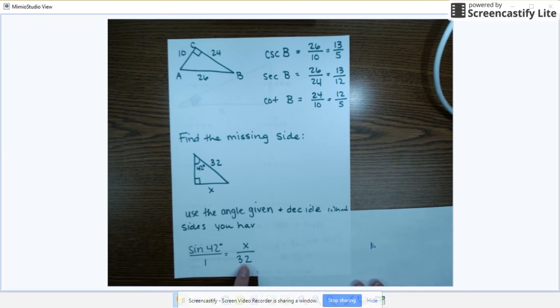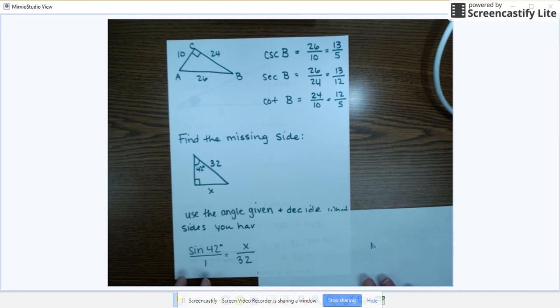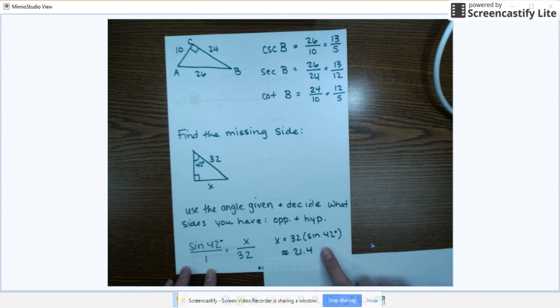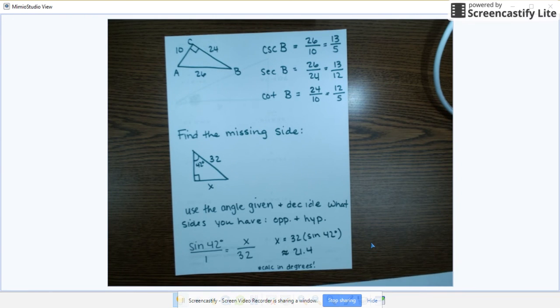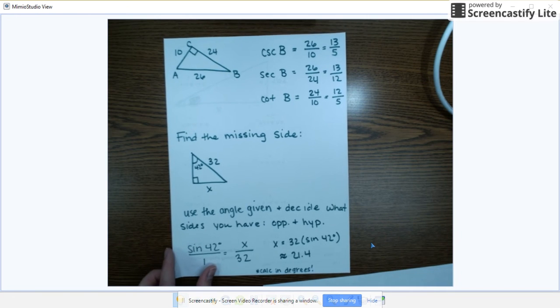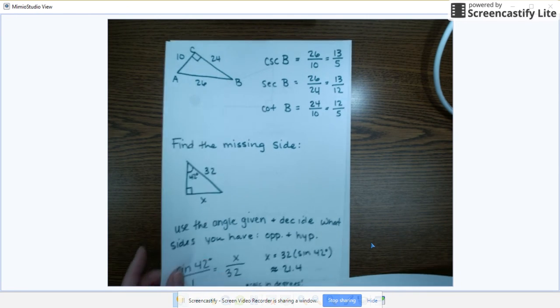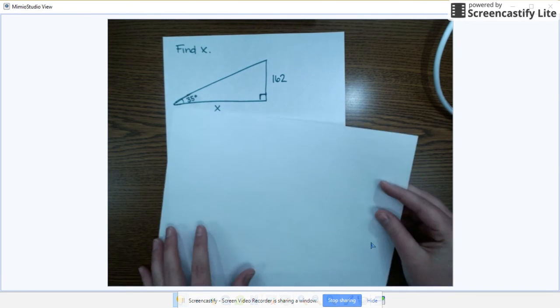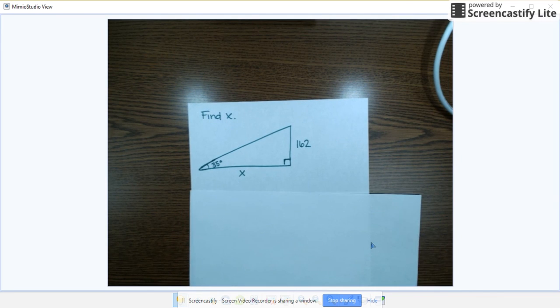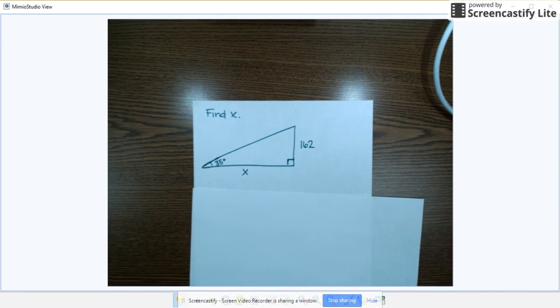Well, we would cross multiply 32 times sine of 42 and then divide by 1, which is just the same as 32 times sine of 42. That comes out to be roughly 21.4. It's really, really important that you have your calculator in degree mode and not radians because we're dealing with degrees. I would like you guys to find the x value given this triangle.